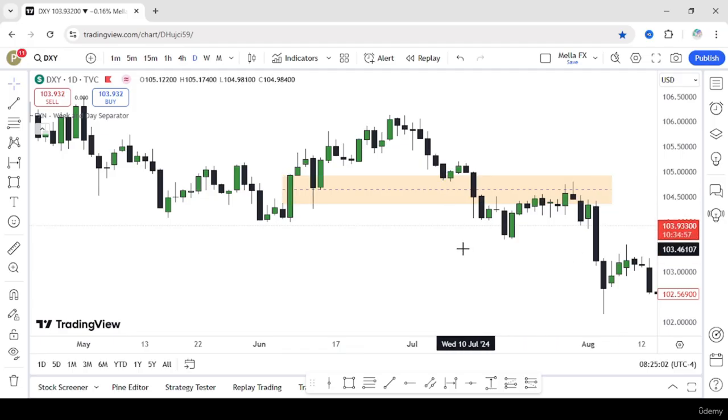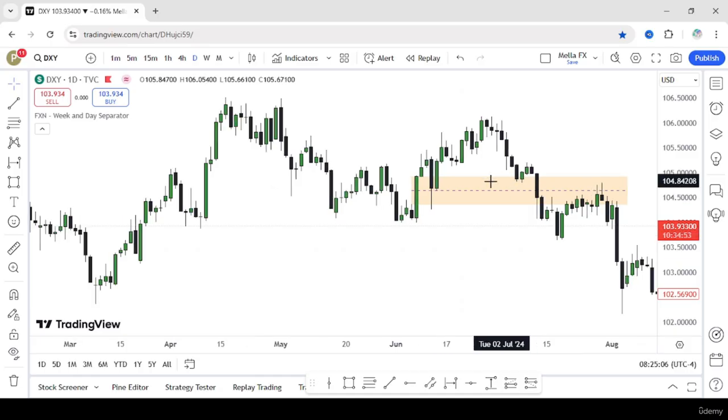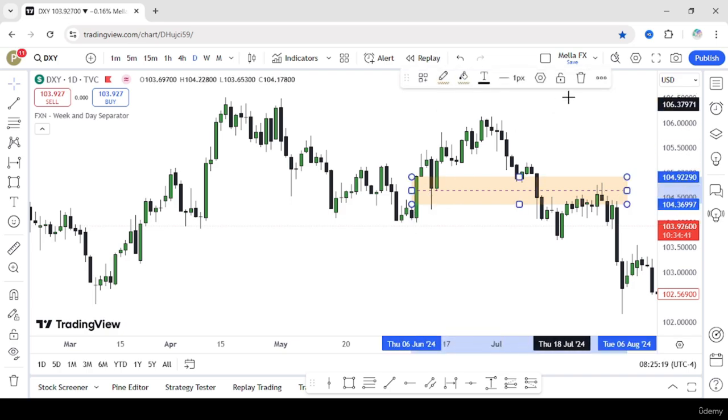That's it for this lesson. The exercise that you're going to do is go and highlight areas where you found a fair value gap, and areas in which that fair value gap has acted as either support or resistance.